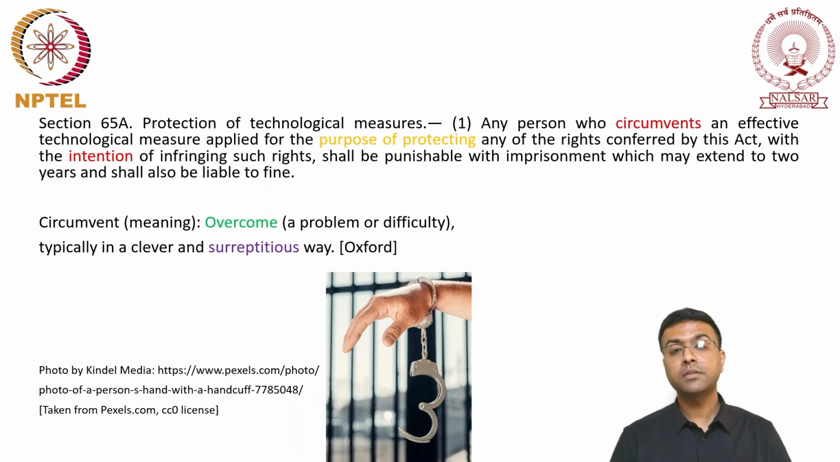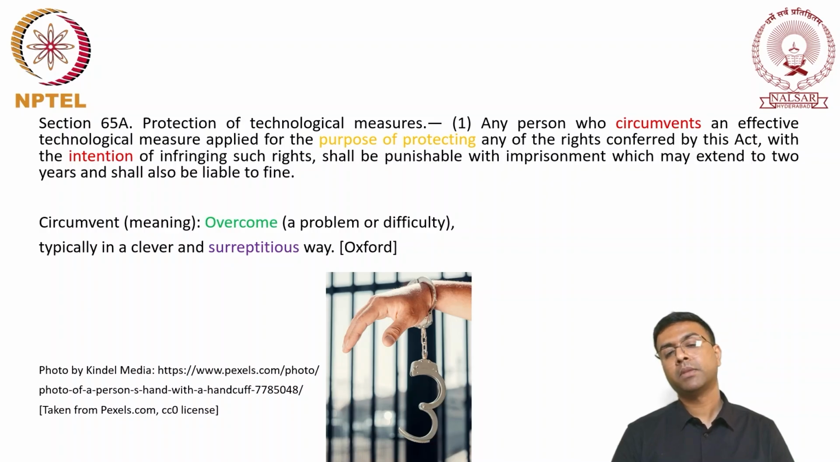Just like then, the circumvention of rights management information is an offense. Similarly, the circumvention of technological protection measures is also an offense under the Act. It is stated, any person who circumvents an effective technological measure applied for the purpose of protecting any of the rights conferred by this Act with the intention of infringing such rights shall be punishable with imprisonment which may extend to 2 years and shall also be liable to fine.